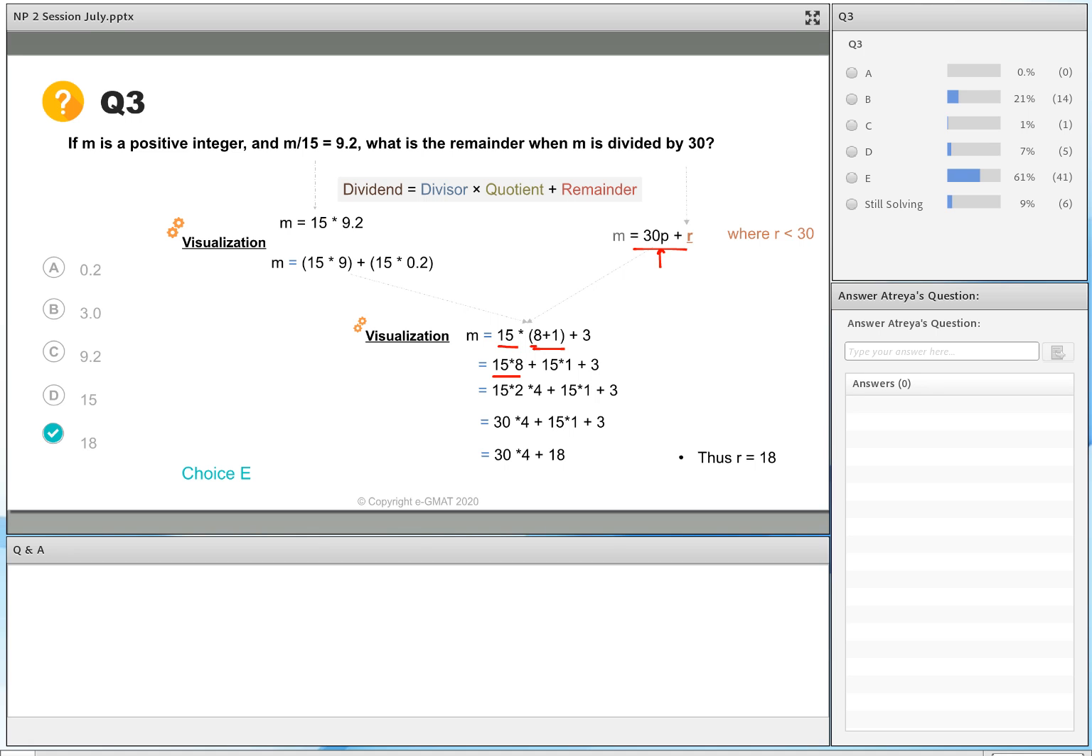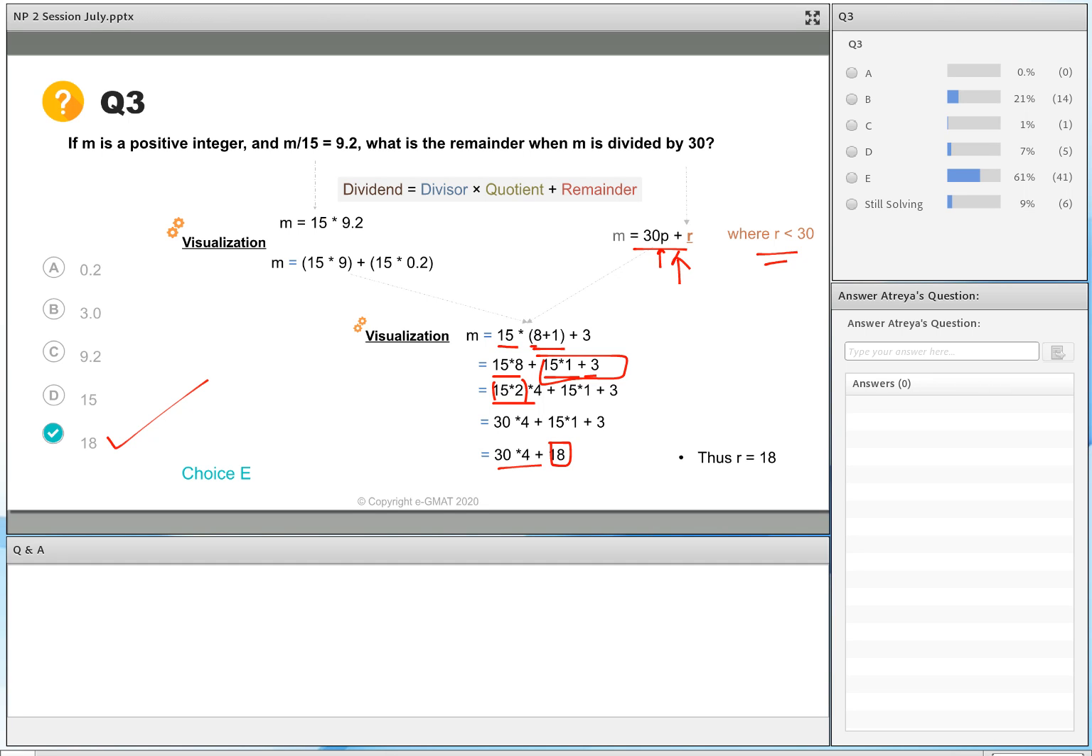So I have a 15 times 8, then I have 15 times 1 plus 3. 15 times 1 plus 3 is nothing but 18 over here, right? It's equal to 18. And 15 times 8 is nothing but 15 times 2 times 4. So this is while I'm trying to form that 30 over here. So this is in the form of 30 times 4. So I have now the equation in the form of 30p plus r. Is the value of r less than 30? Yes, it is. Can it be the answer? Yes, it can be. So directly marking choice E for this.